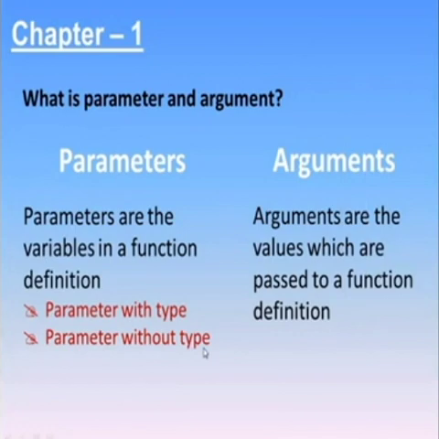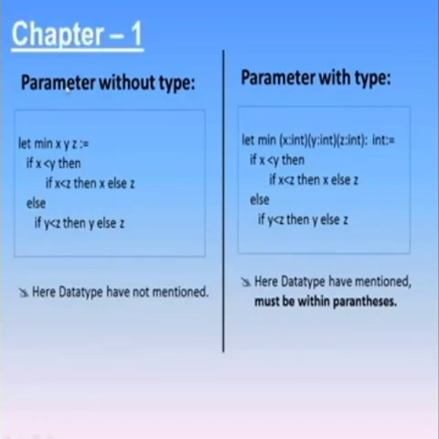Now, you have to learn the terms parameter and argument. Parameters are the variables in a function definition. Arguments are the values which are passed to a function definition. Regarding the parameter, there are two kinds. One is parameter with type, the other parameter without type. What is that? See the example.